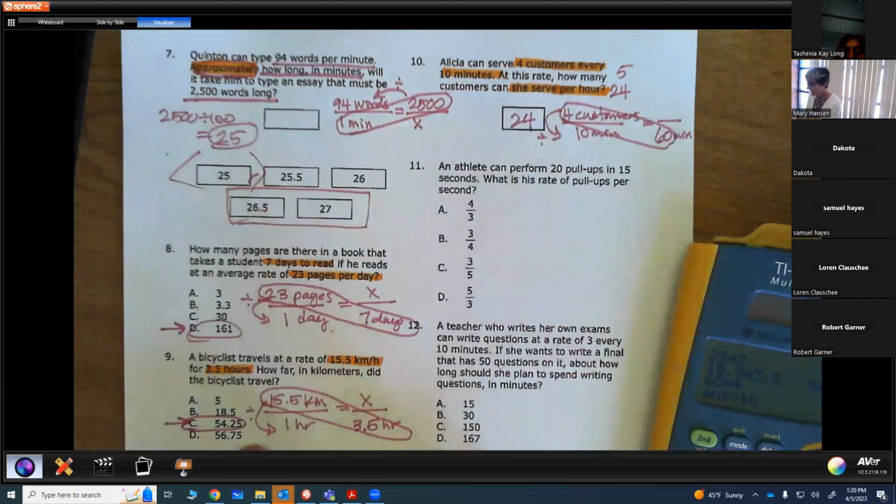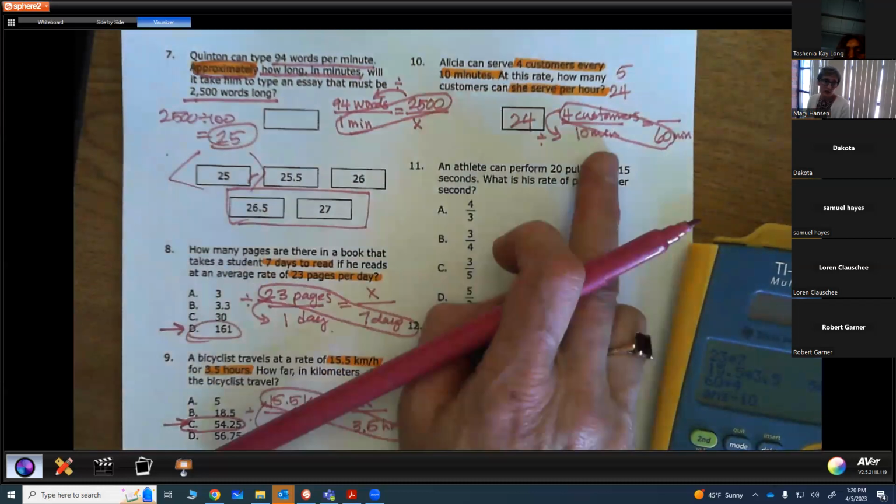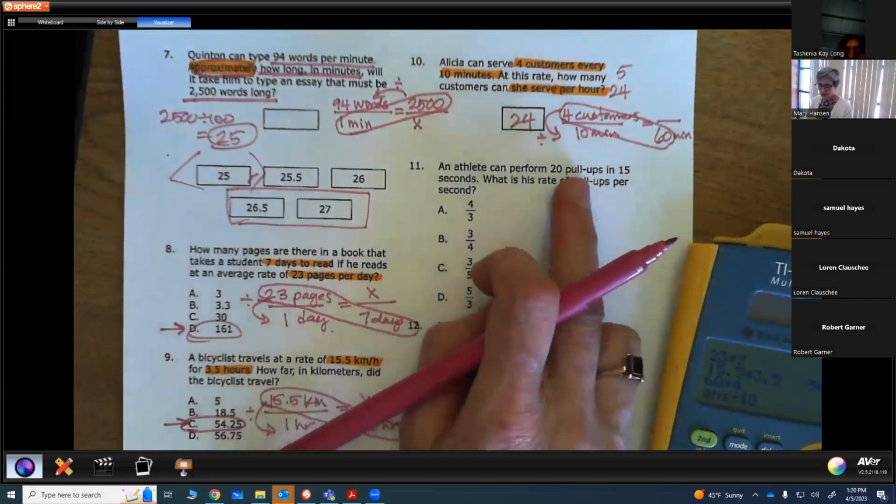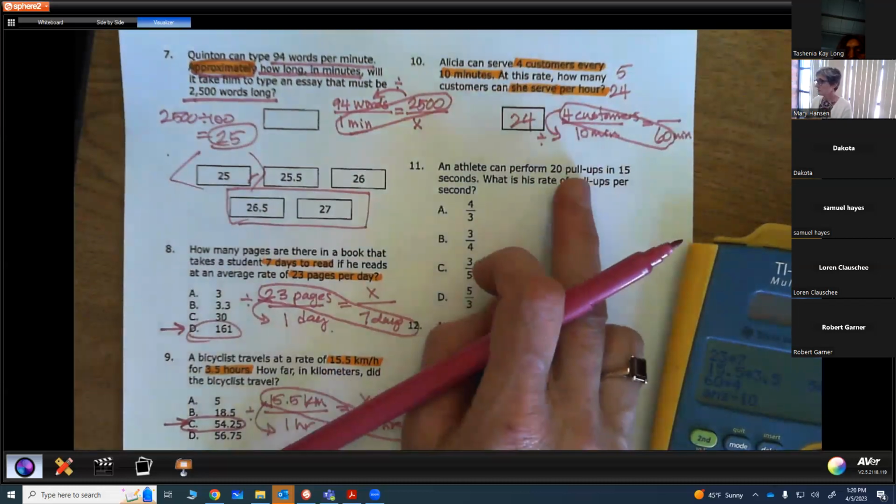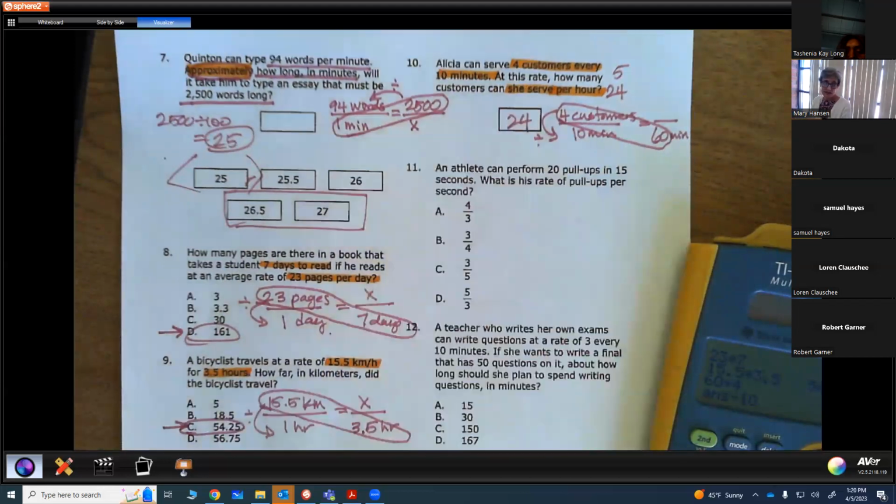The other way to think about it without setting up that proportion would be every 10 minutes she can serve 4 customers, and there are six 10 minutes in an hour. And so in every one of those six 10 minutes, she can serve 4 more people. So 4 in the first 10 minutes, 4 in the second 10 minutes, 4 in the third 10 minutes, and so on.